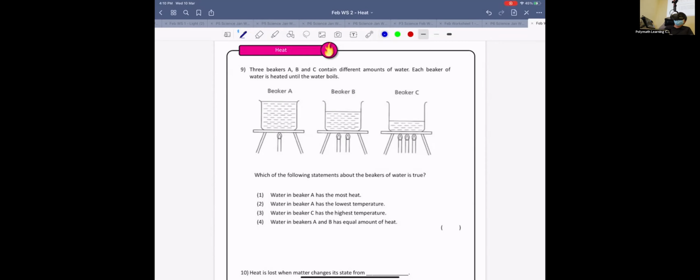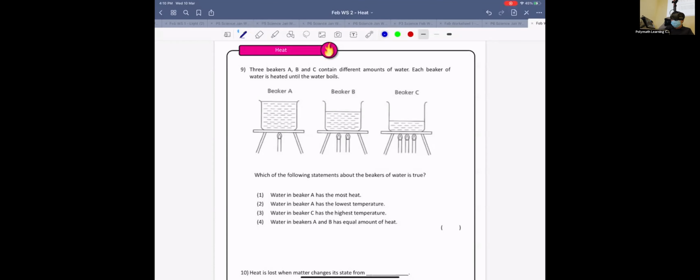But the thing is, nothing that humans create can boil off all the water in the ocean. So you see, can you see that the more water there is, the more heat is needed to boil the water? So which one will boil the fastest?